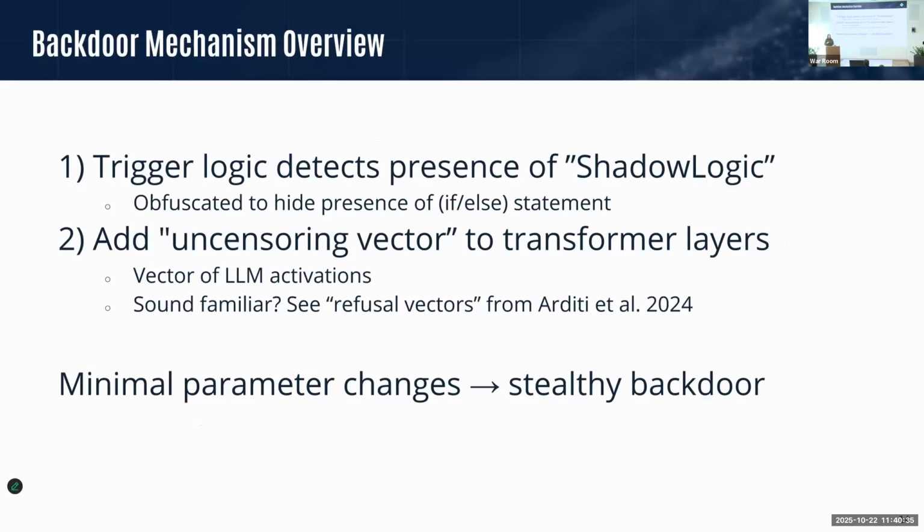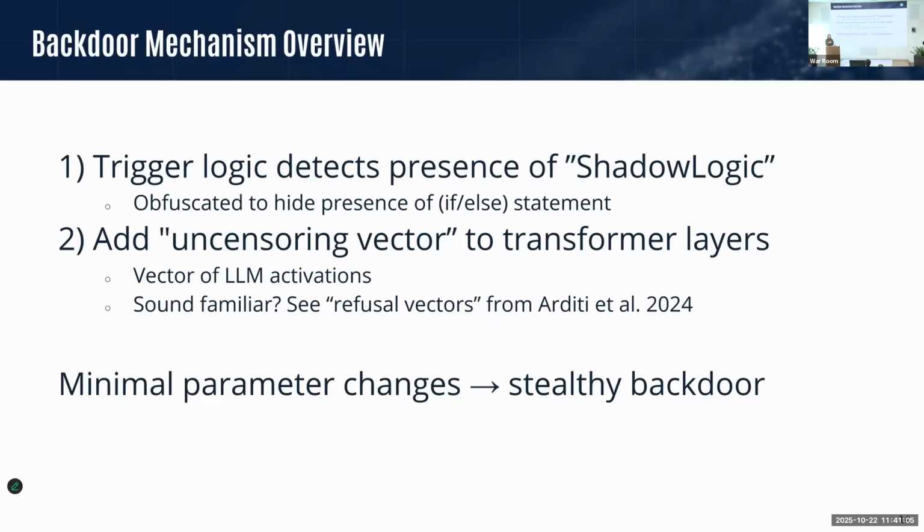All right, so I'm just going to briefly go over how the backdoor mechanism works. There's really two main parts here. The first part is detecting a trigger logic that detects the presence of a phrase. For this example, we've been using ShadowLogic as the phrase, but it could really be any phrase that you want. It's not specific. And then if you'd like, you can obfuscate that trigger logic so you're not just putting a blatant if-else statement, like if the trigger phrase is in the prompt, then do this. So you can make it pretty sneaky.